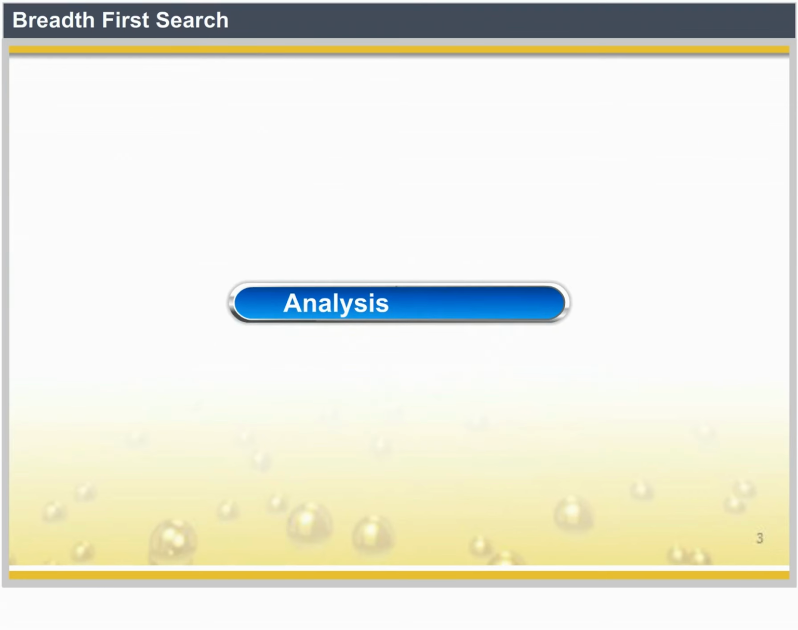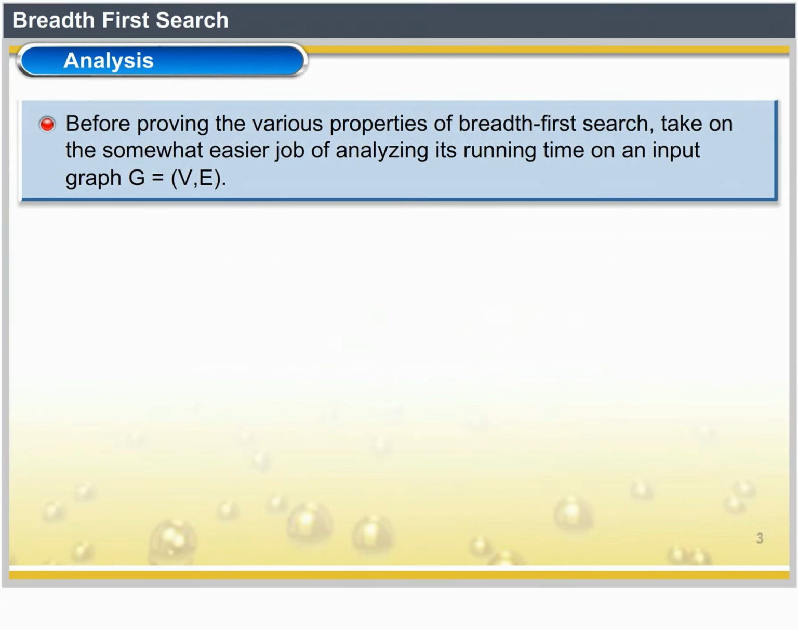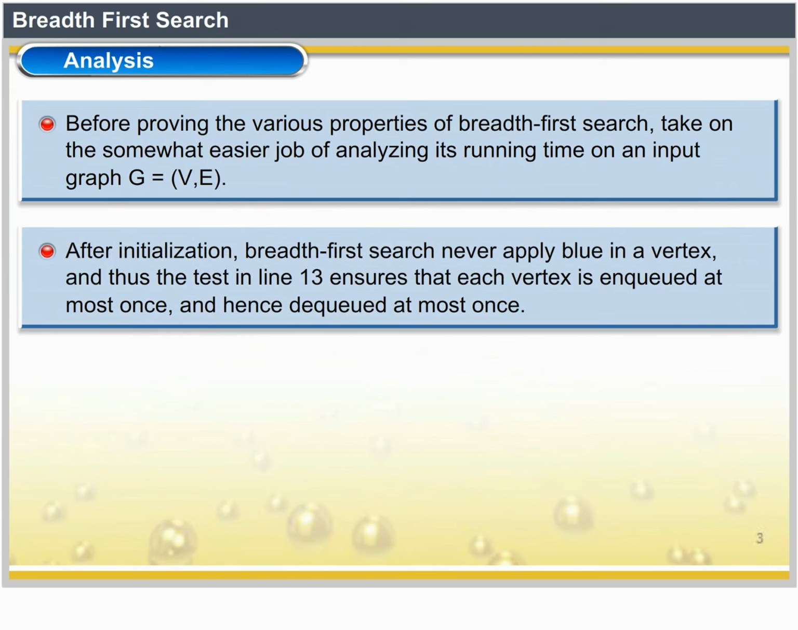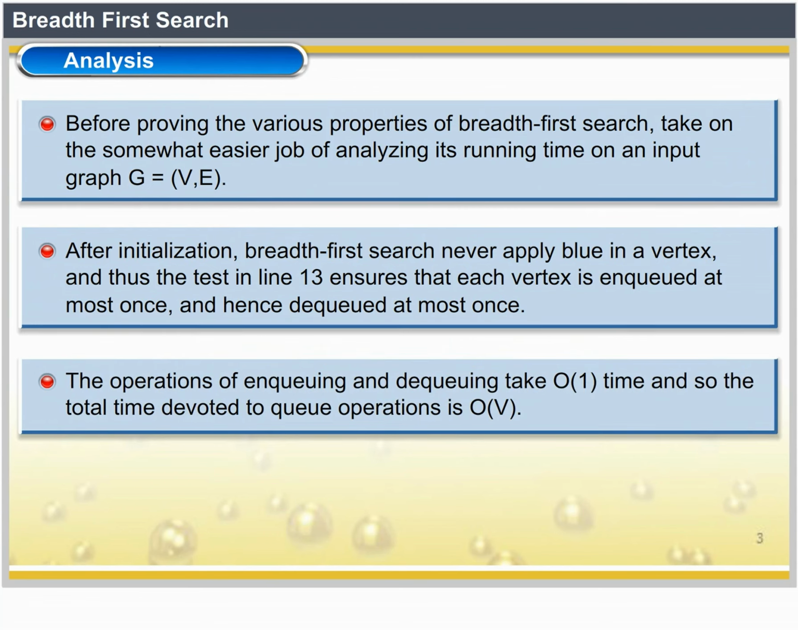Analysis. Before proving various properties of breadth first search, we take on the somewhat easier job of analyzing its running time on an input graph G = (V, E). After initialization, breadth first search never paints a vertex blue, and thus the test in line 13 ensures that each vertex is enqueued at most once, and hence dequeued at most once. The operations of enqueuing and dequeuing take O(1) time, and so the total time devoted to queue operations is O(V).